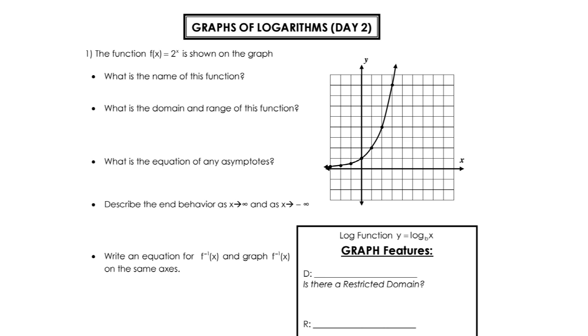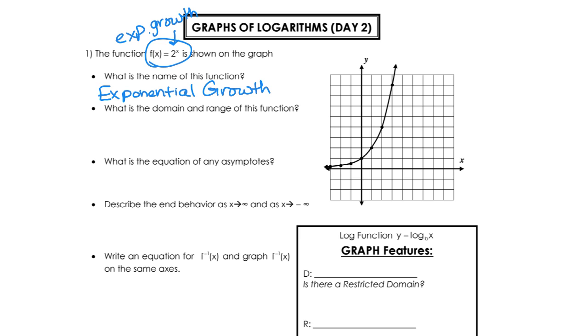So in number 1, it says that the function f of x equals 2 to the x is shown on the graph. And we have to know that this is an exponential. And if you look at the graph or you look at that your base is more than 1, that this is exponential growth. All right, and so looking at the picture, it makes sense. And they want to know what is the name of this function. And we're going to go ahead and say exponential growth.